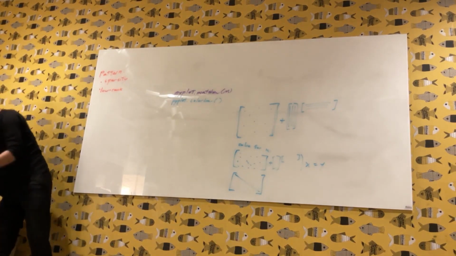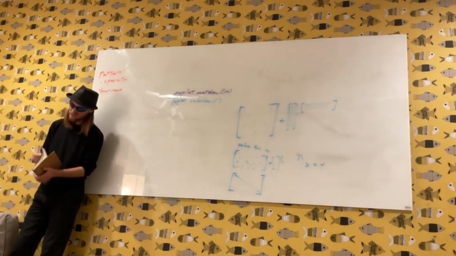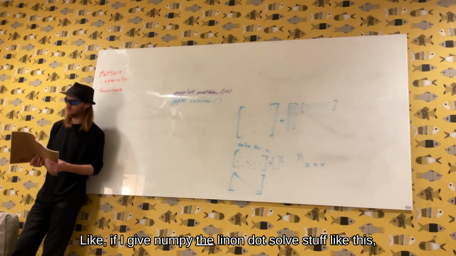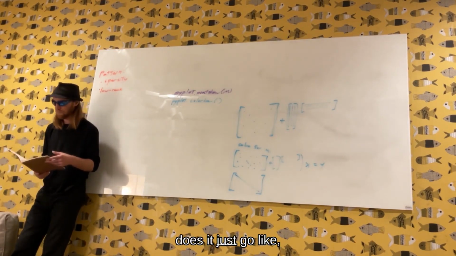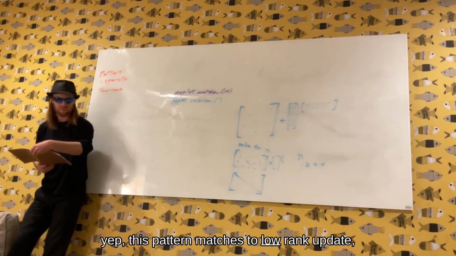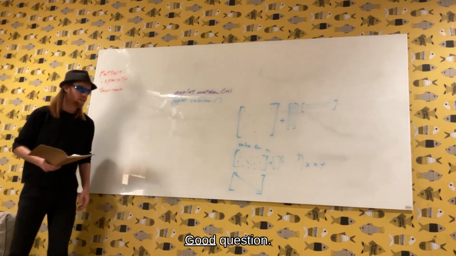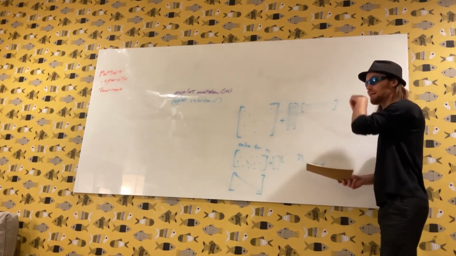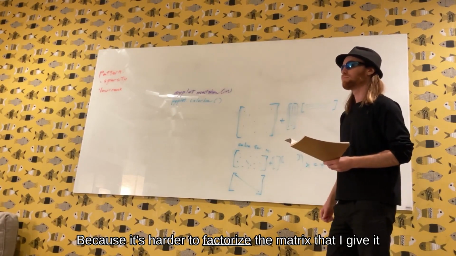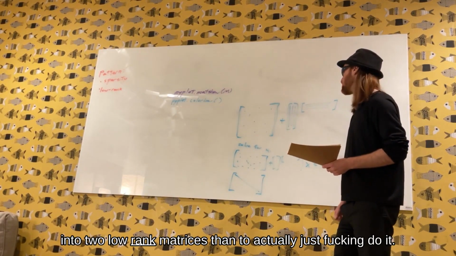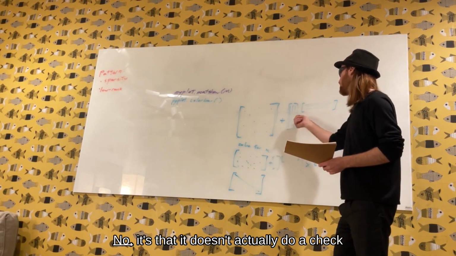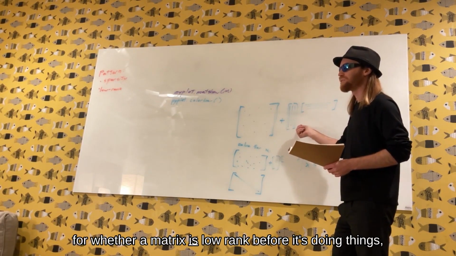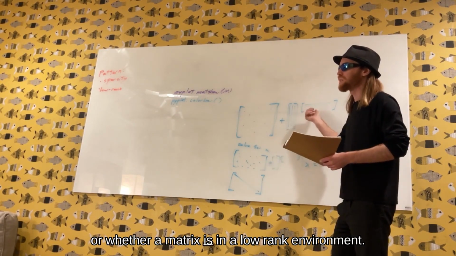Should I ask a quick question? Yes, I was just about to ask for questions. Do libraries perform this stuff in the background anyway? If I give NumPy something like this, does it just go, yep, this pattern matches a low rank update, I'm going to use this formula? Good question. This in particular will almost never work, because it's harder to factorize the matrix that I give it into two lower rank matrices than to actually just do it. It doesn't actually check whether a matrix is low rank before it does things, or whether a matrix has a low rank component.